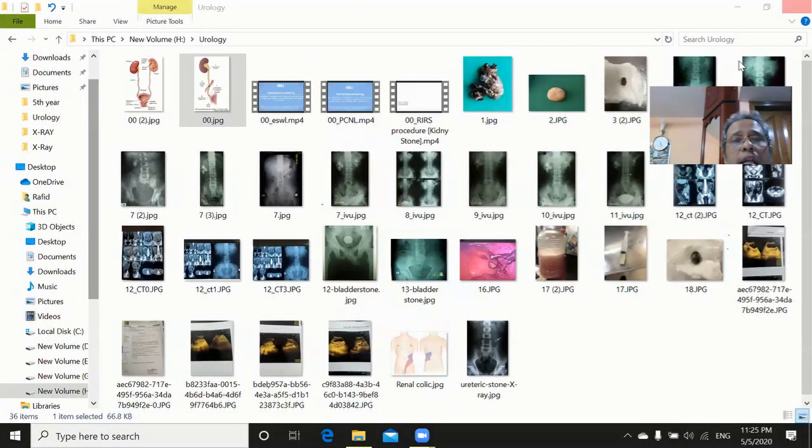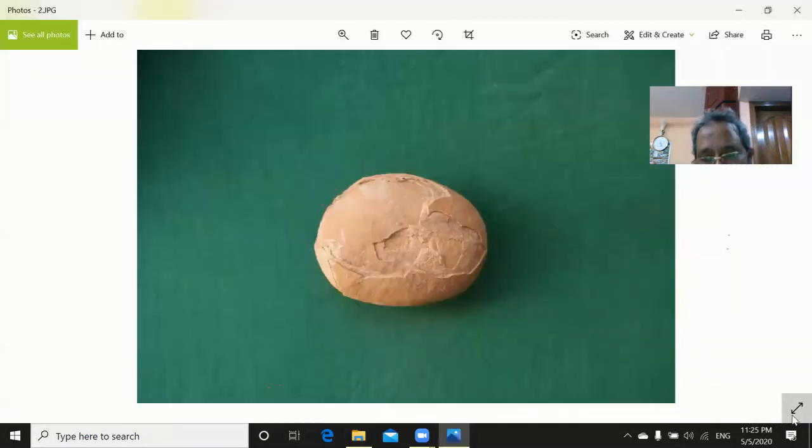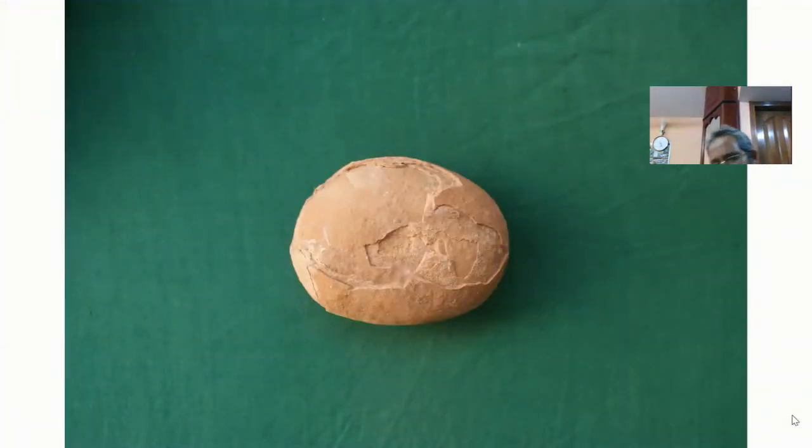But in case of bladder stones, this is a big size stone. The stone develops in one of two ways. Either the stone migrates from the kidney, passes through the ureter, goes into the bladder, stays there and increases in size, or the stone develops in situ in the urinary bladder.